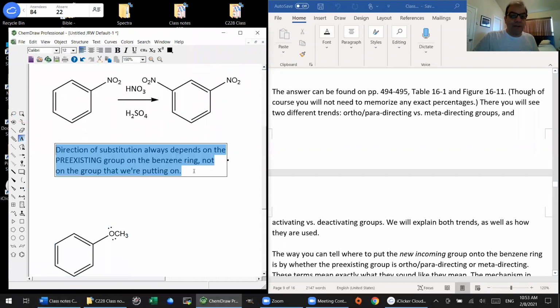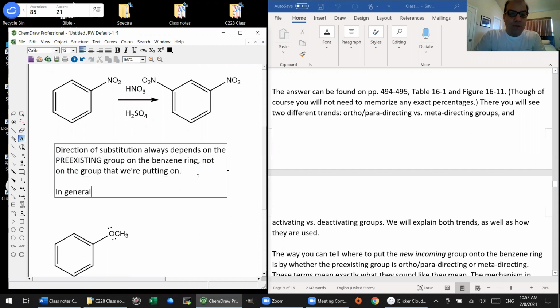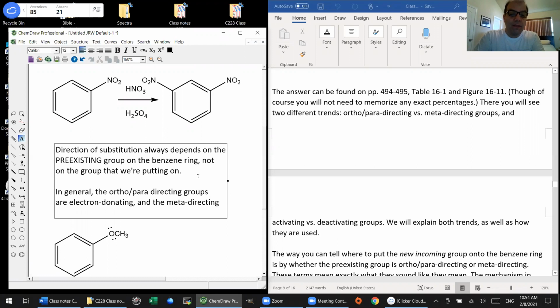Here's what I really expect you to know. In general, the ortho-para-directing groups, which are also, by and large, the activating groups, are electron-rich, or electron donating, if you will. You can think of it either way. And the meta-directing groups are electron withdrawing. And I don't want you memorizing those sentences. I expect you to be able to look at these and tell which is the case.